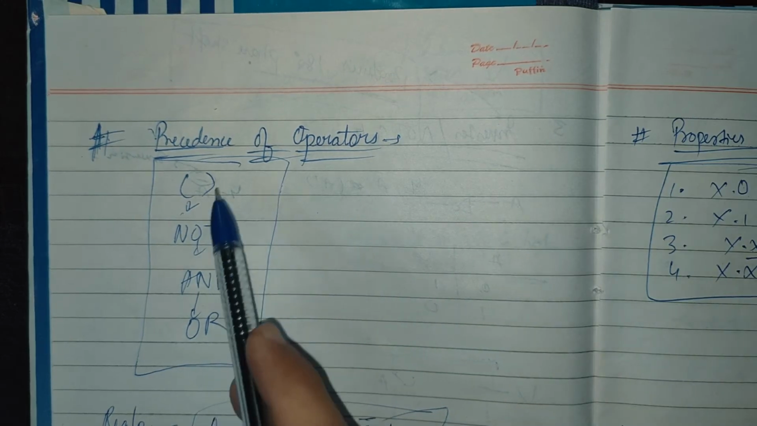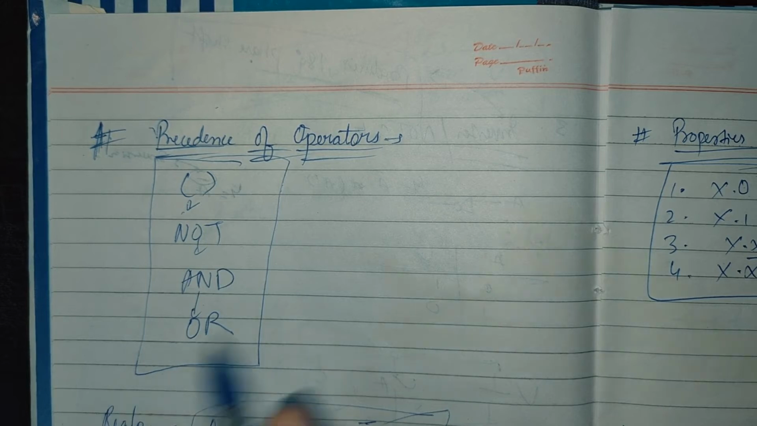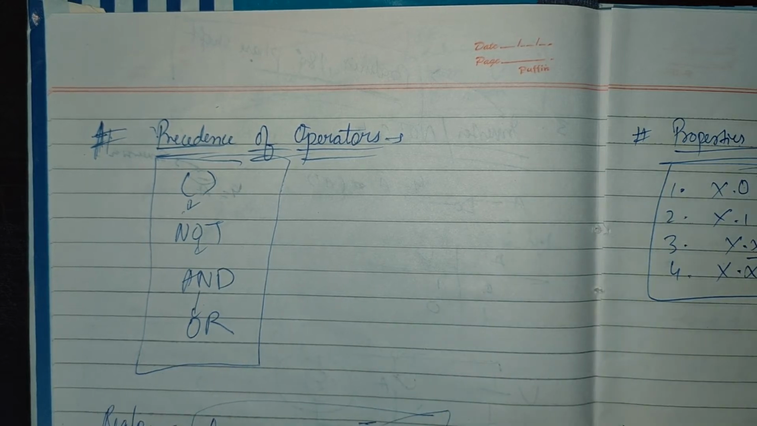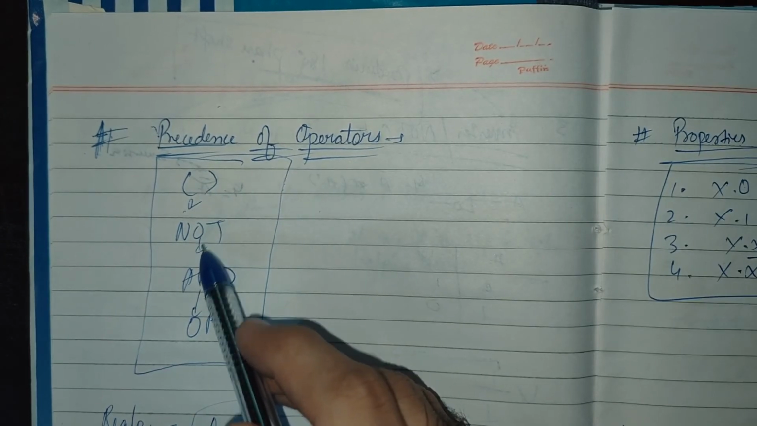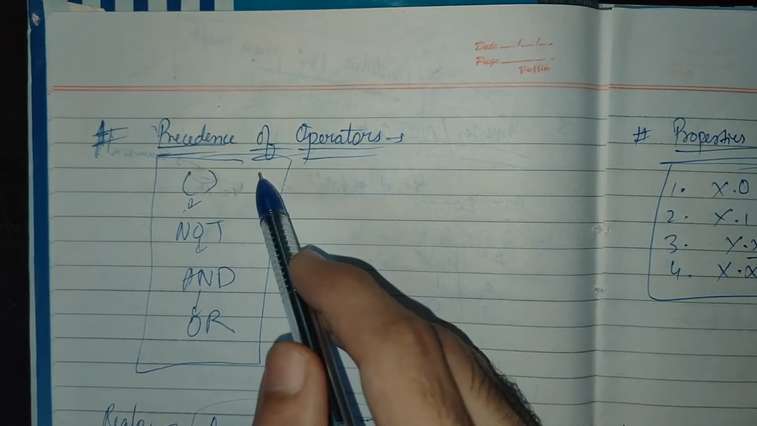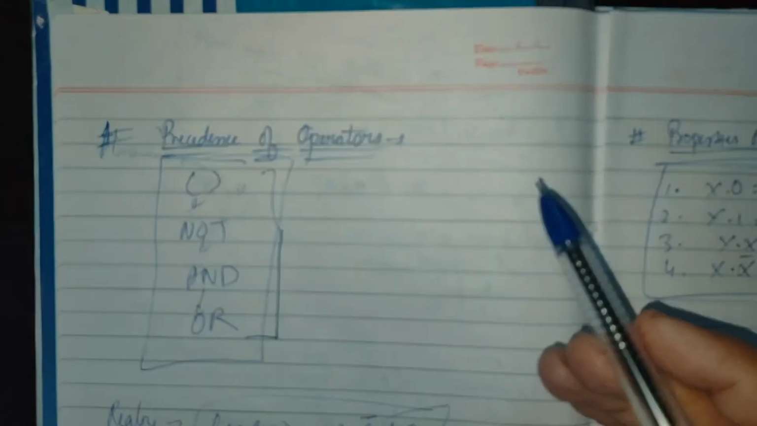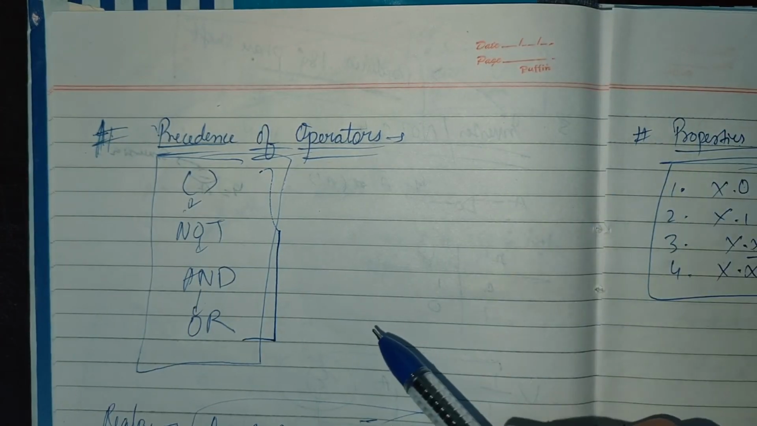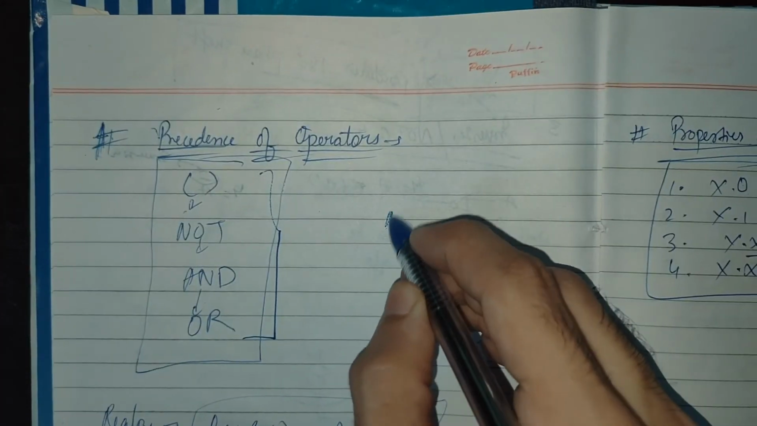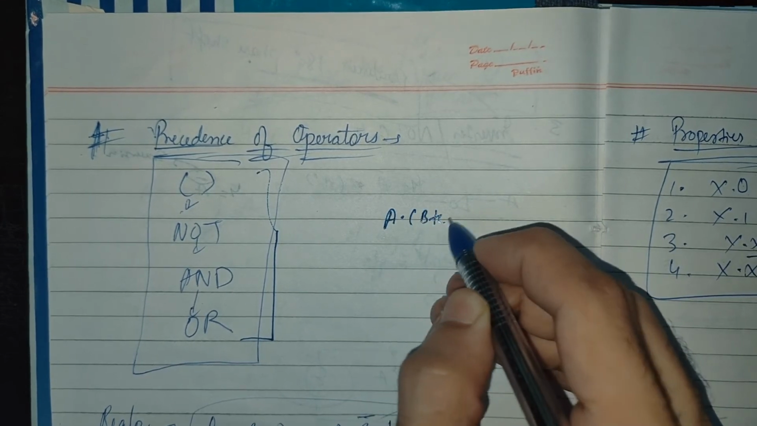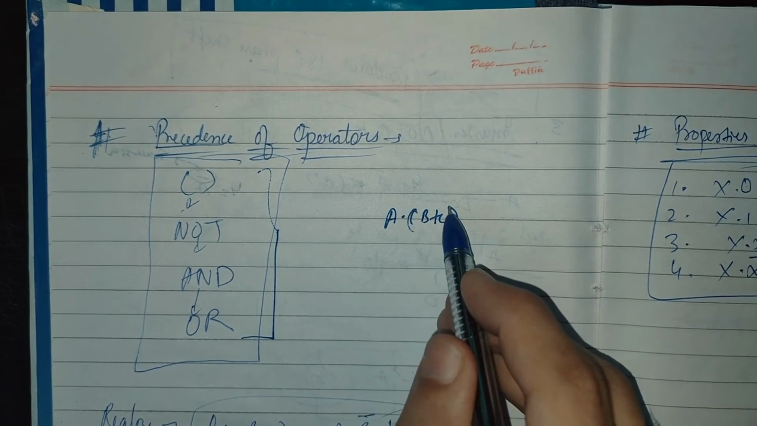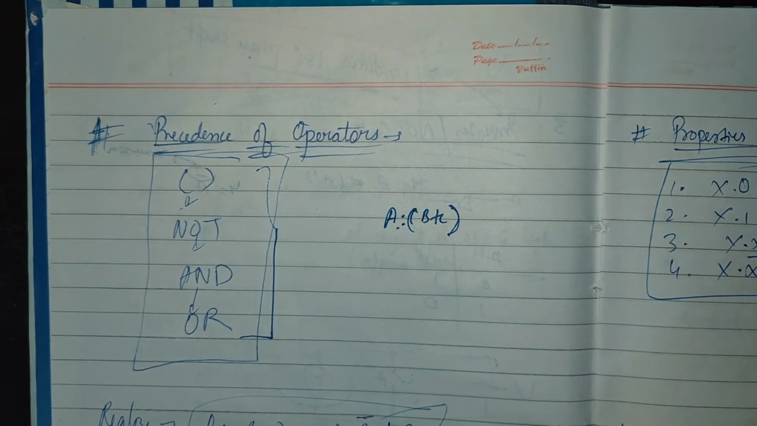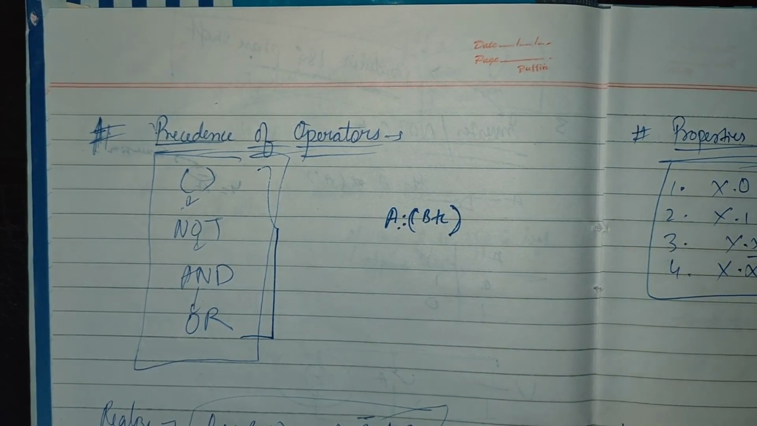Now here we will see the precedence of operators. In any Boolean algebra or Boolean function, we first solve the bracket, then NOT, then AND, then OR. So this is the precedence or importance of operators. If it is a dot (b plus c), b plus c is in bracket, so we will first do b plus c and then we will do AND. This is known as precedence of operators.